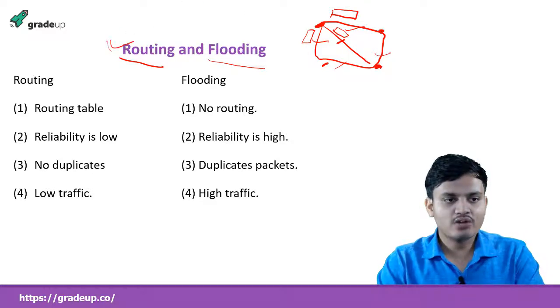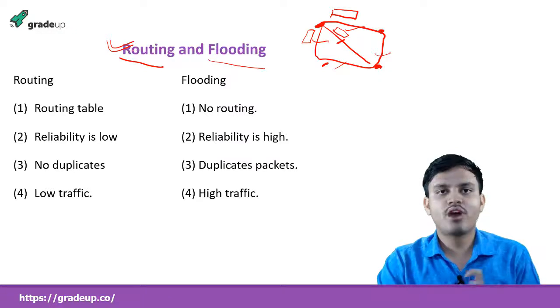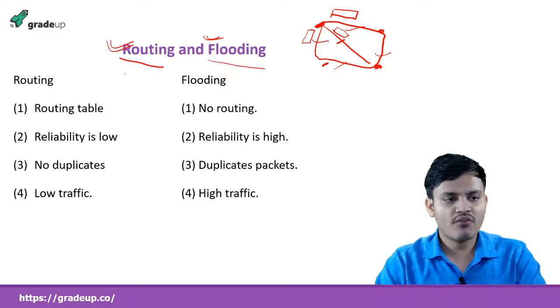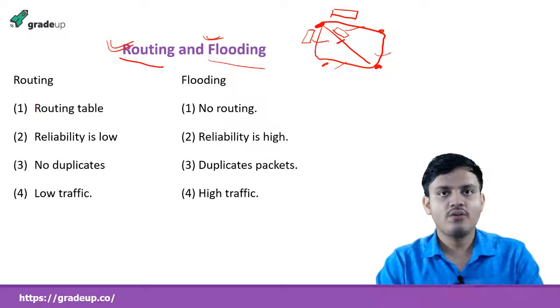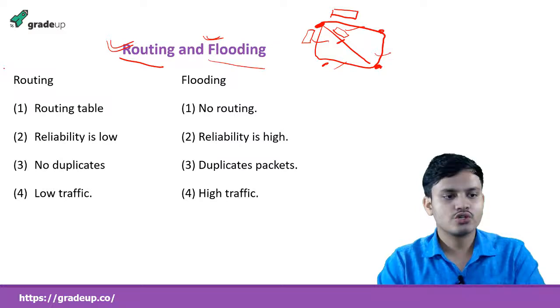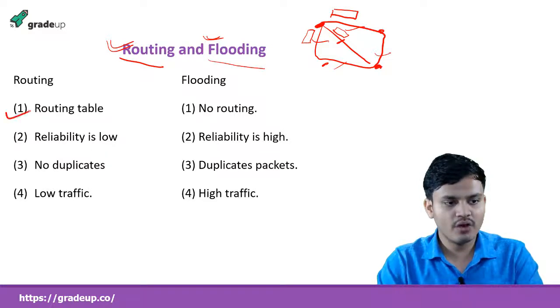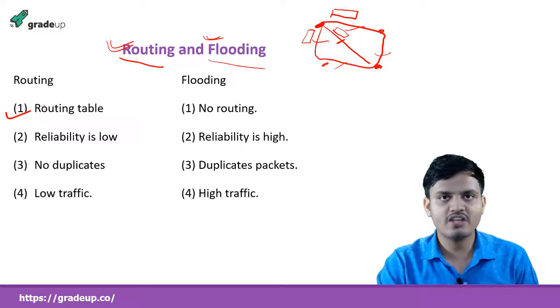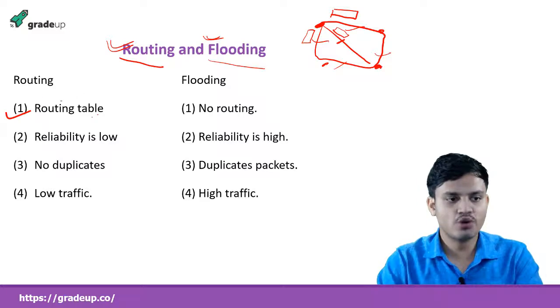In routing, we are actually doing better because we are not sending the same packet in all directions, as in flooding. In routing, we make a table so that we can determine which path has the least cost. We are going to build a routing table, and for that we have two dynamic algorithms. One is DVR, distance vector routing. Another one is link state routing. We will see them shortly.